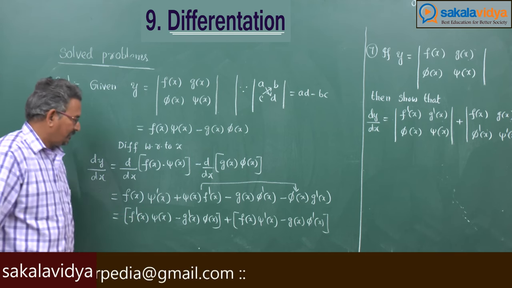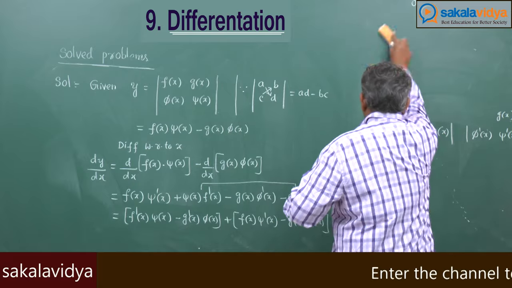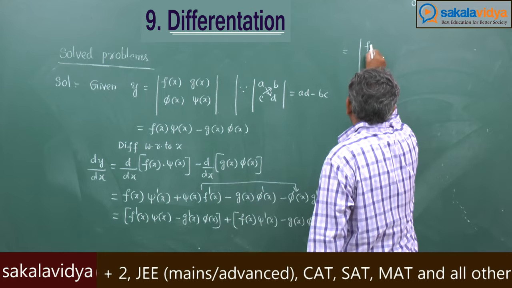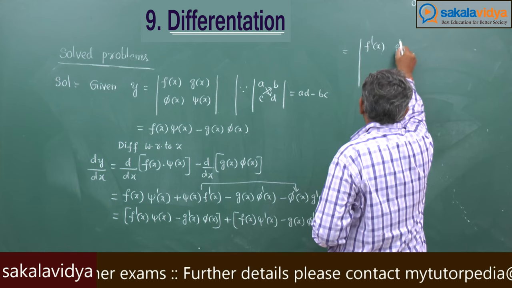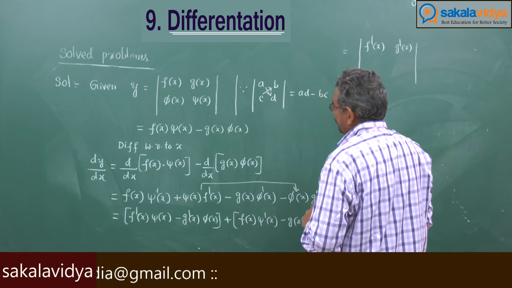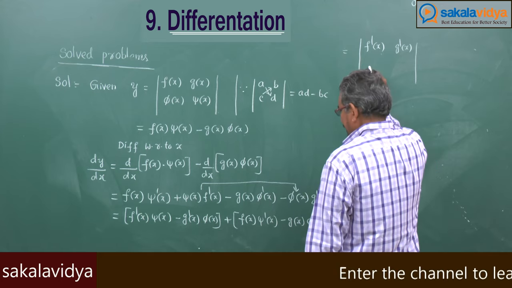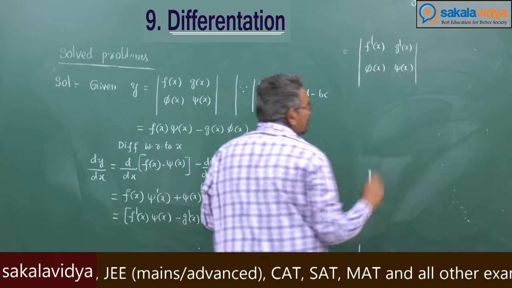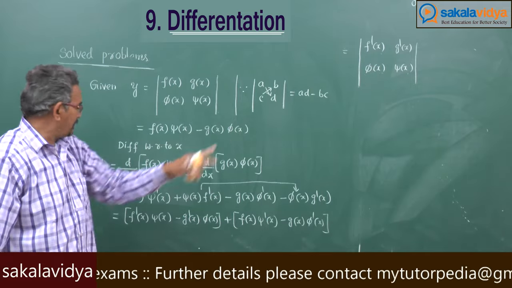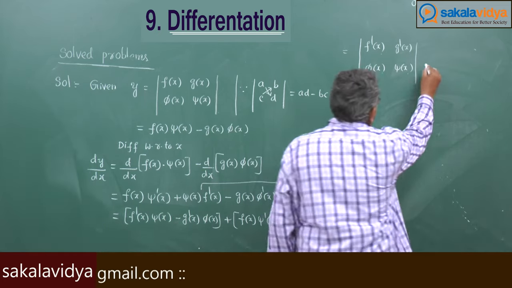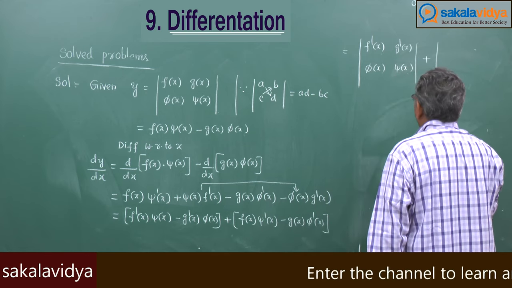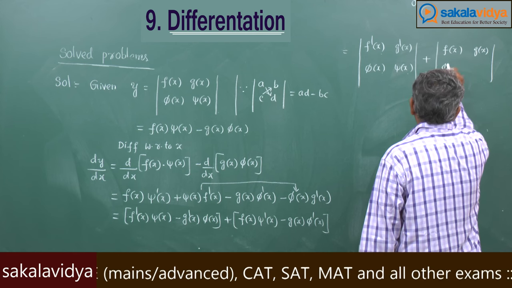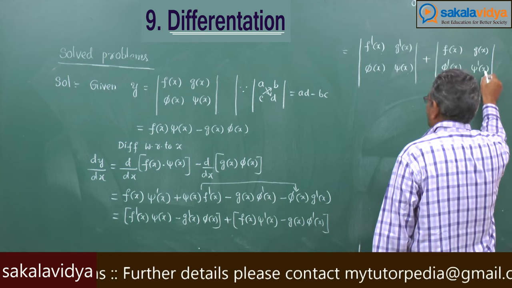So, two matrices. Now, we can write like this. So, instead of this we can write here f dash x, g dash x is the first row of the matrix, second row becomes here phi of x, because cross multiplication takes place, phi of x and psi of x. Check it, what is the determinant of this matrix? F dash x into psi x minus g dash x into phi x plus, now this can be written f of x and g of x is the first row, second row is phi dash x and psi dash x. So, hence it is proved.